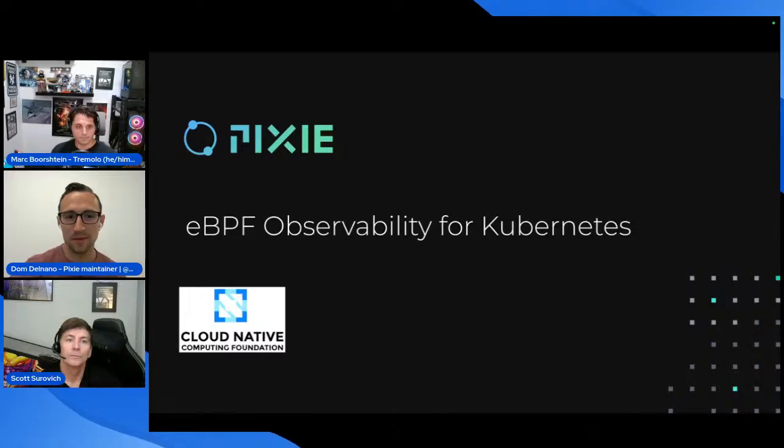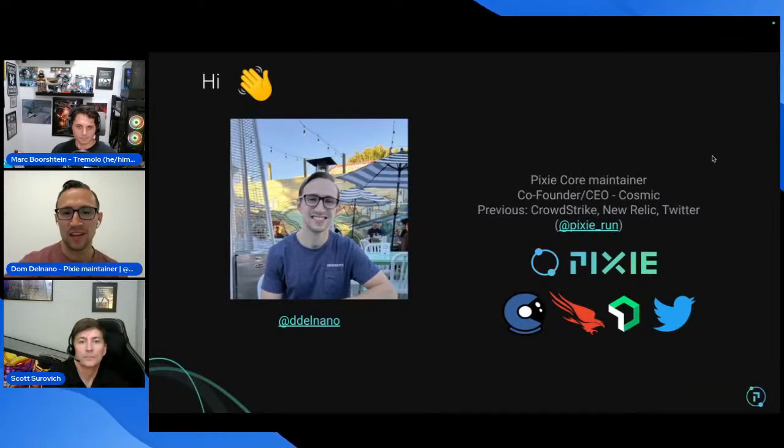So, like I mentioned, PIXIE, eBPF, observability for Kubernetes. I already gave myself a brief introduction, but I've been broadly working in the eBPF and observability space, most recently at CrowdStrike, New Relic and Twitter. And as I mentioned, since being at Twitter, I've been involved with the PIXIE project, so roughly coming up on 4 years.